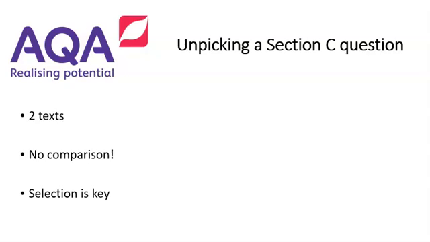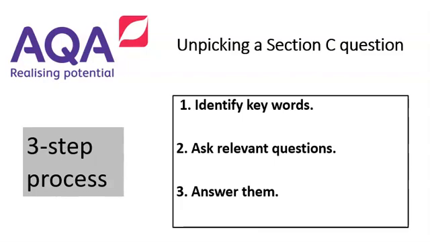Therefore, selection is key, and to do that you absolutely need to look through the question and interrogate it and unpick it correctly. The three-step process that I would recommend to unpicking any Section C question is to identify any keywords in the question, then ask relevant questions about those keywords to work out what the question is really asking you, and then simply go through and answer them.